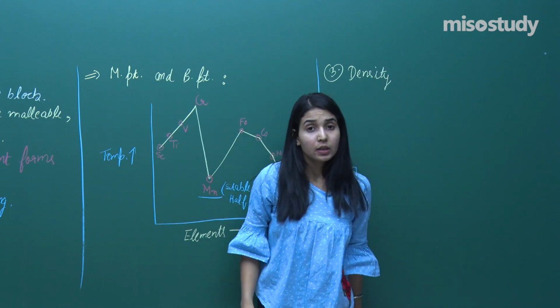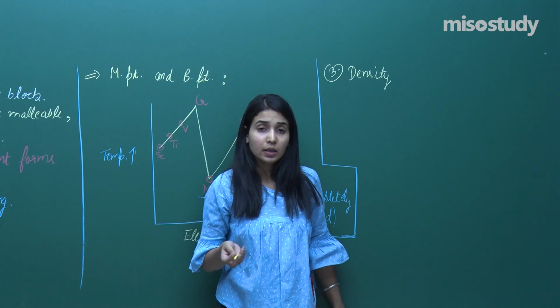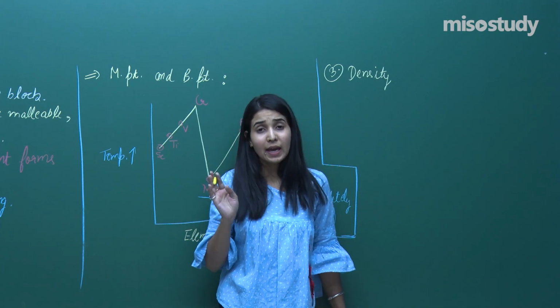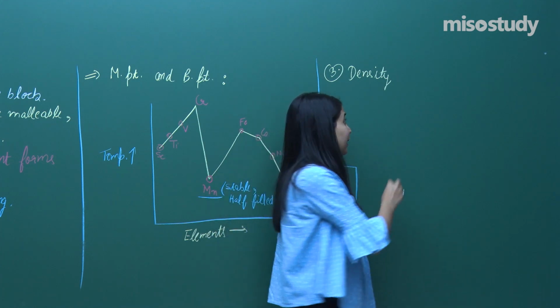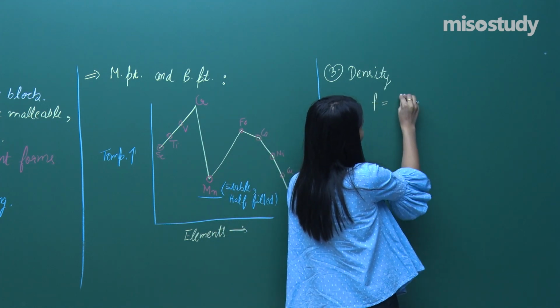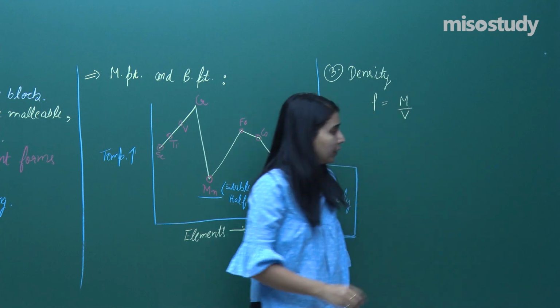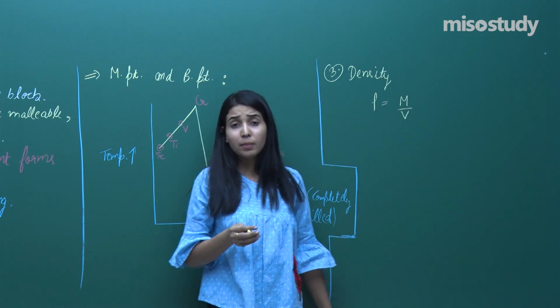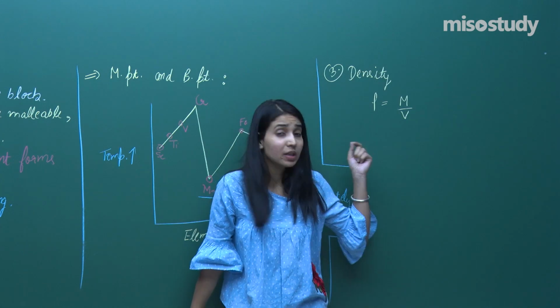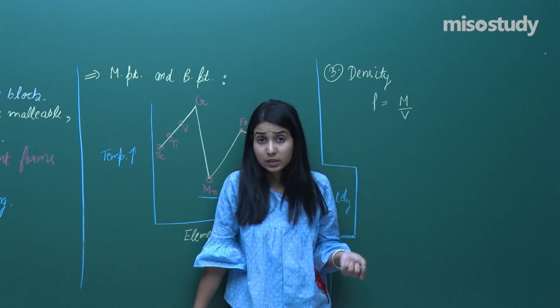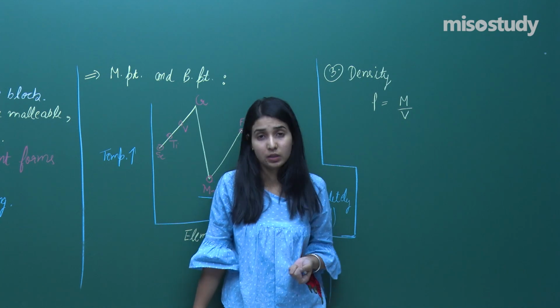Now I know this thing, that density is nothing but my mass upon volume, right? I have been talking about that, I give that formula in general. So if I write simply, I can say rho is equal to m by v. Now when we talk about the trend of density, it is the only property that is going to show a gradual increase.